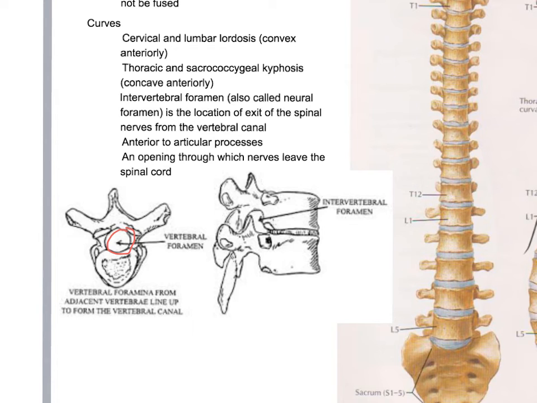an inferior or superior vertebral notch. So this space here will be the inferior vertebral notch, and the one at the top will be the superior vertebral notch. Once they come together as these two, you're going to have an intervertebral foramen, and that is the place where the spinal nerves come through.